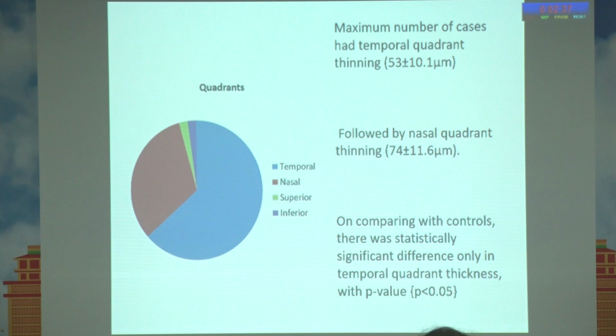Maximum number of cases had temporal quadrant thinning, value being 53 plus minus 10.1 micrometer. This was followed by nasal quadrant thinning, the value being 74 plus minus 11.6 micrometer. On comparing with controls, there was significant difference only in the temporal quadrant thickness with p-value less than 0.05.